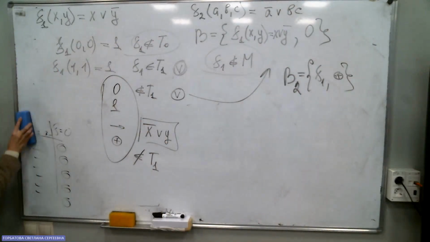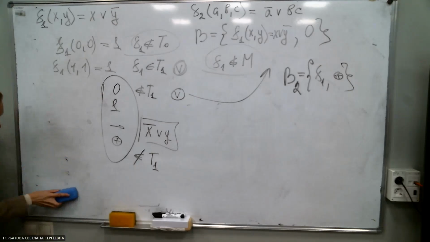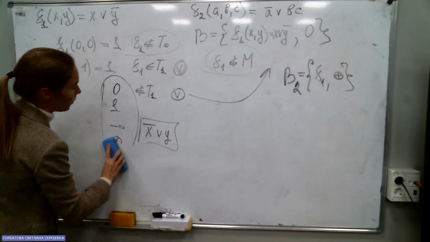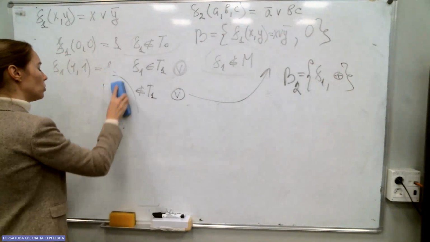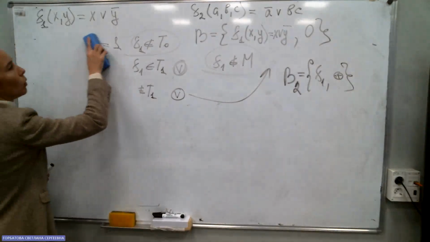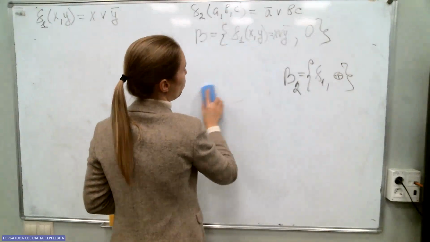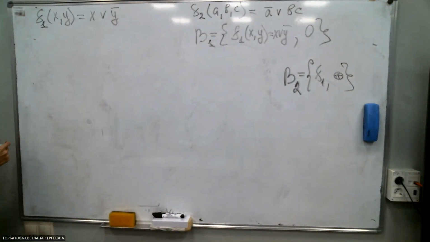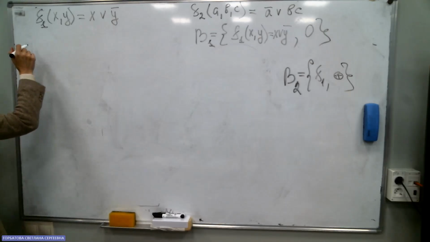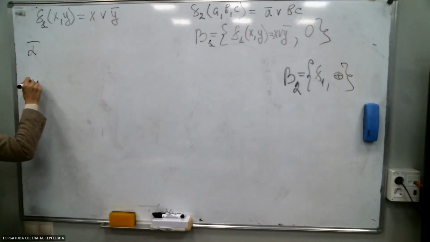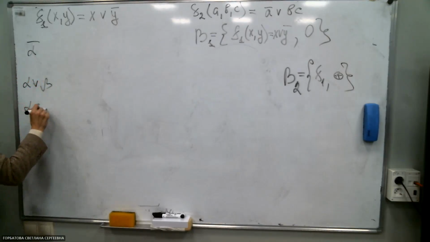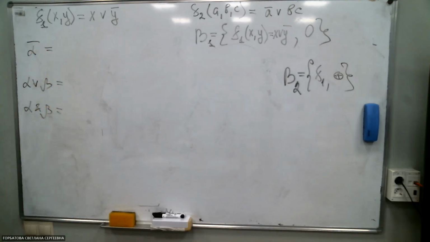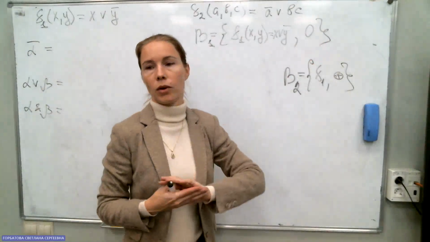So the last step, we need to construct an expression and then a scheme of the given function f2 with the elements of basis 1. First of all, let's get negation, disjunction and conjunction. Not alpha, I can get not alpha from these two functions.